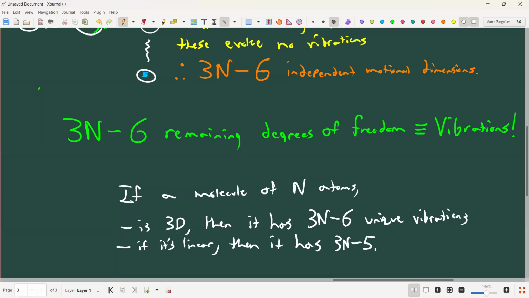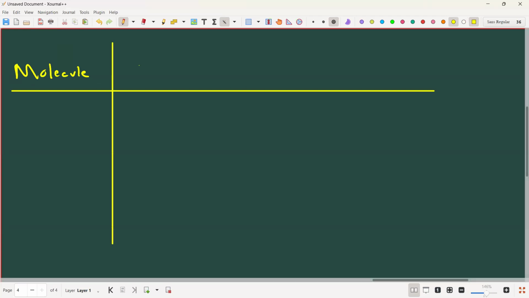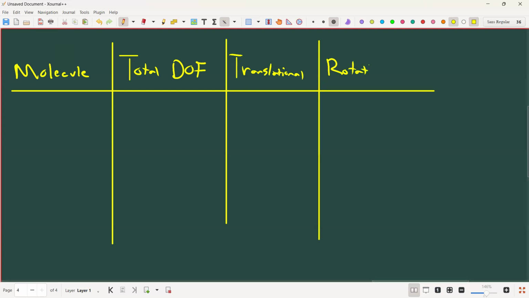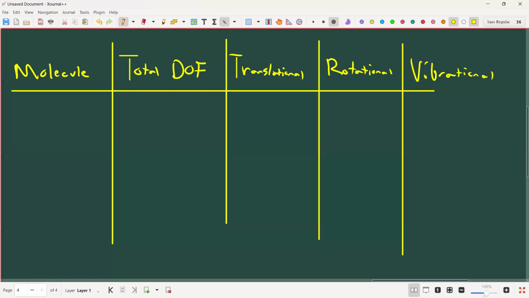So let's do some examples. There's just some very basic calculations. I'm going to make a little table here. Count the total number of degrees of freedom, the translational modes, rotational, and vibration. Just really simple calculation. Let's see if we can understand this.